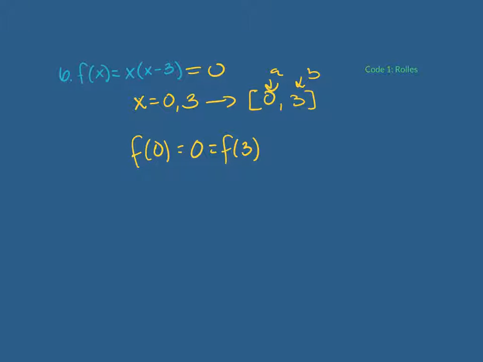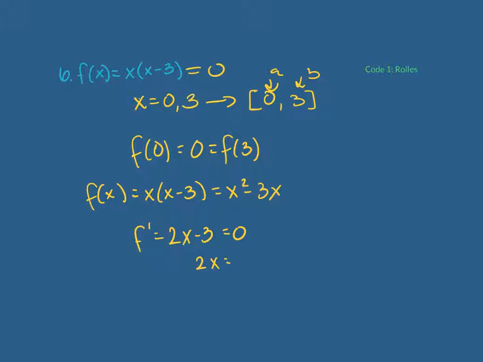So I've met all my conditions of Rolle's theorem, so now I can take the derivative and see where it equals 0. So I'm going to recopy f of x. As the function is written now, I'd have to do product rule for the derivative. But it'd be easier if I just distributed. So really this is x squared minus 3x. So now I'm going to take the derivative of that. So f prime will be 2x minus 3. Set that equal to 0 and solve. So 2x is equal to 3, x is equal to 3 halves. 3 halves is in between 0 and 3, so let c equal 3 halves.